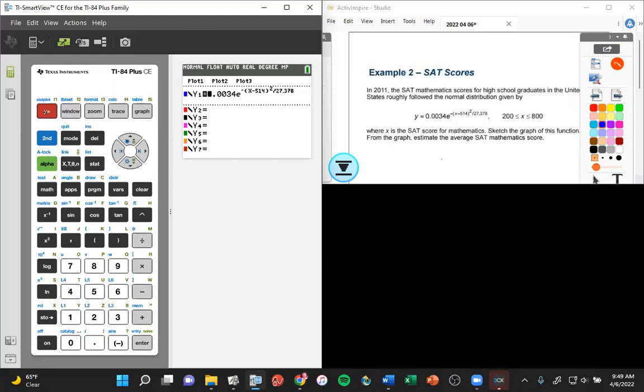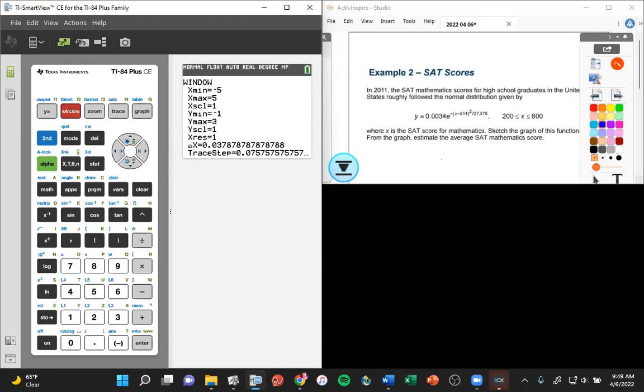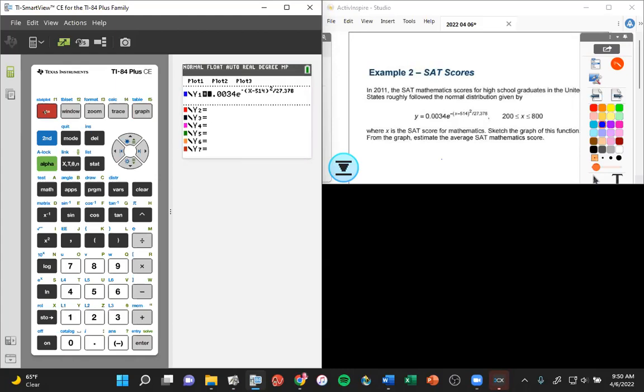So it tells us that X is between 200 and 800. So let's change my window. Go from 200 to 800, counting by 50. Graph. Oh, just a little bit.